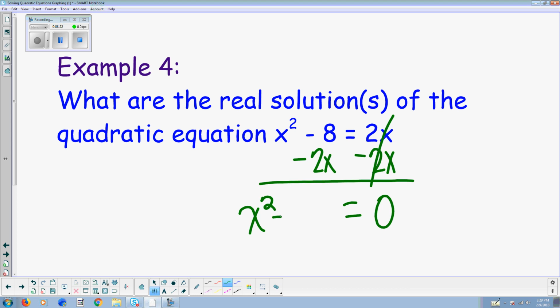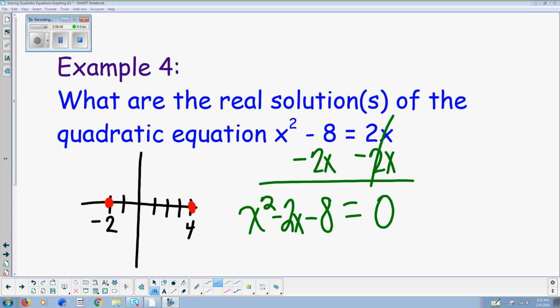Let's put the minus 2x in front of the minus 8 so that our terms are in standard form, ax squared plus bx plus c. Now, input this into your calculator, graph it, sketch a graph on your paper, and then let's talk about the real solutions. Pause the video.